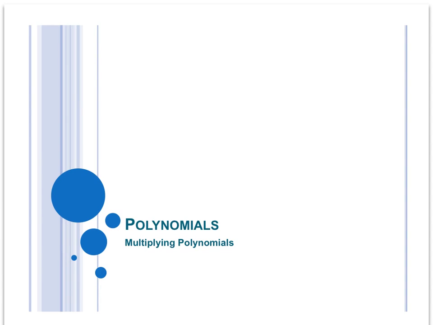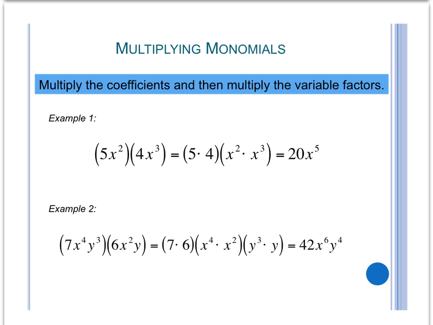In this section, we will look at how to multiply polynomials. First, let's take a look at how to multiply two monomials together. To do this, you want to first multiply the coefficients together and then multiply the variable factors.